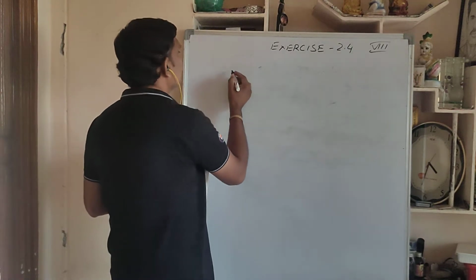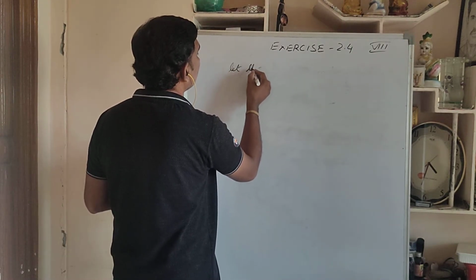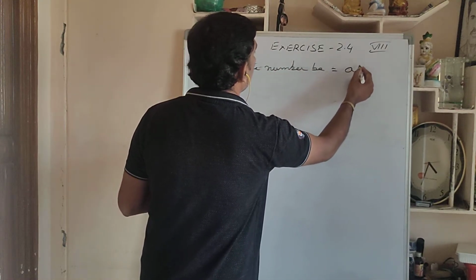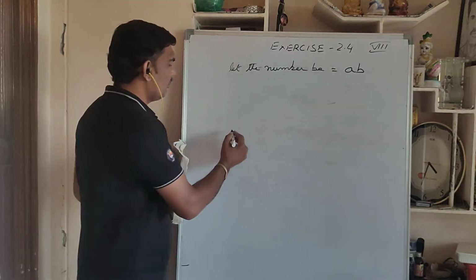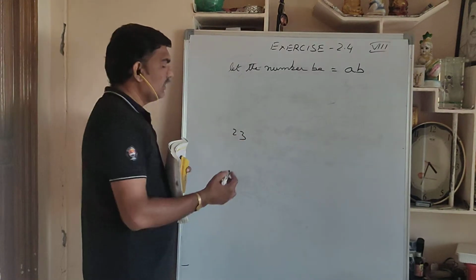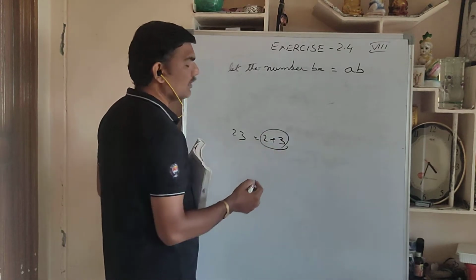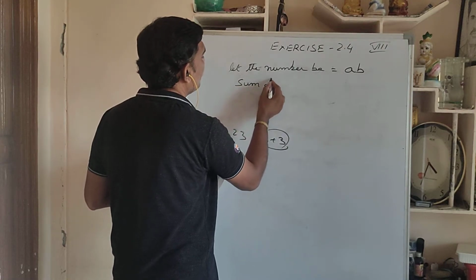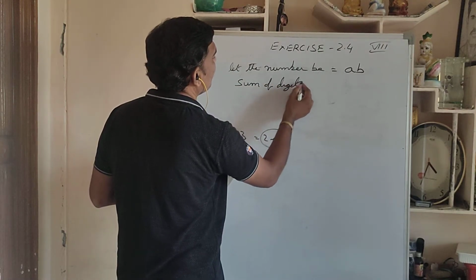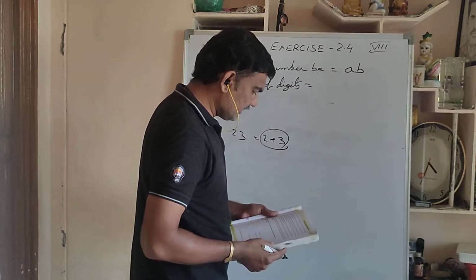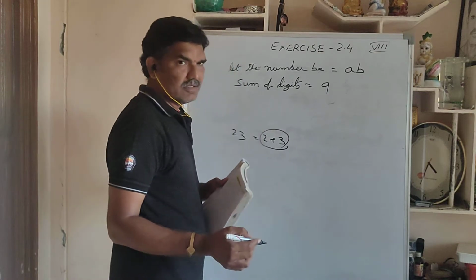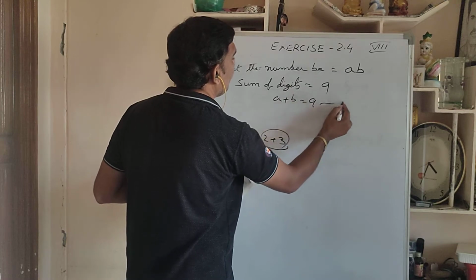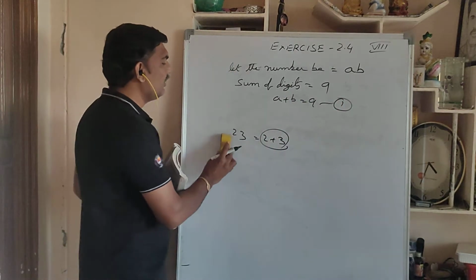So here, see, let the number be. How will the number look? Like AB only, or not? So 23 is a two-digit number. The sum of digits means 2 plus 3 only, or not? So the sum of digits. How much have they given here? The sum of digits is 9. In place of the digits, can I write a plus b is equal to 9 or not? We can write it. It is equation number 1.